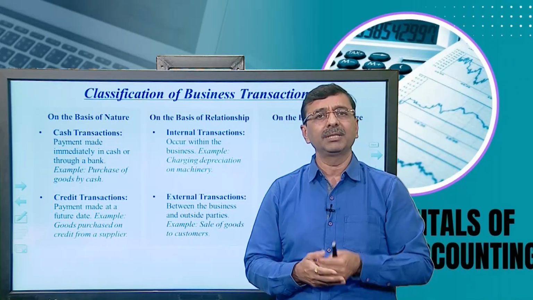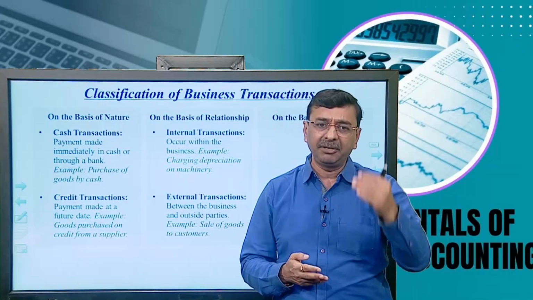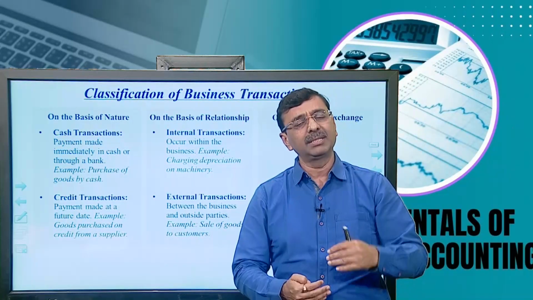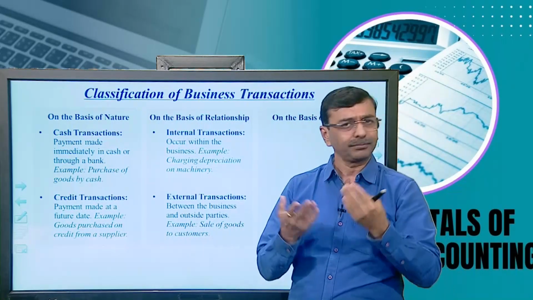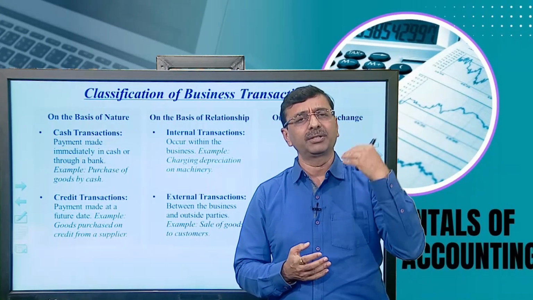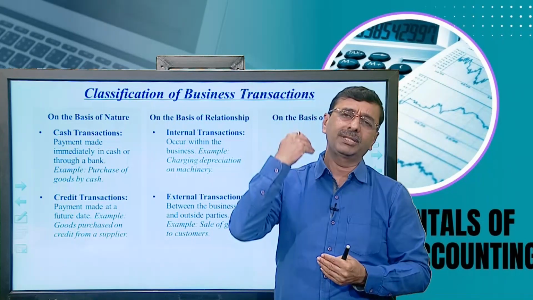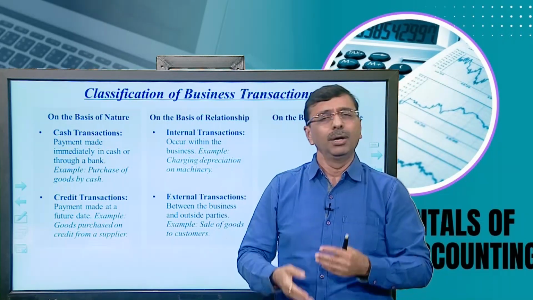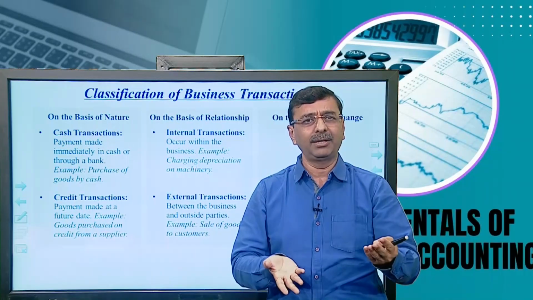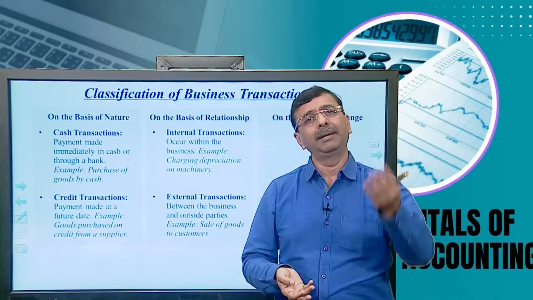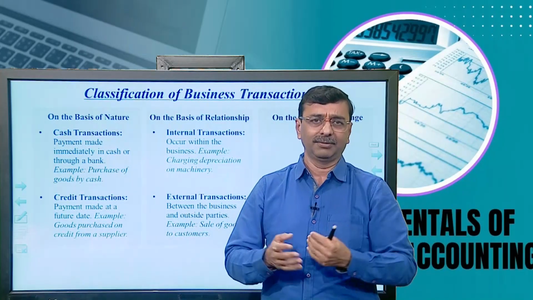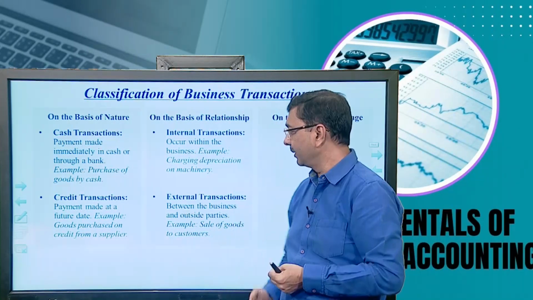External transactions mean the transactions that take place between the business and an outside party. As mentioned, goods purchased from the vendor, goods sold to consumers or customers, rent paid to people, or services taken from other people and paid for. All these kinds of transactions are considered external transactions.